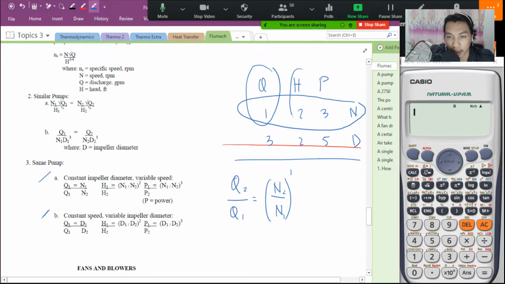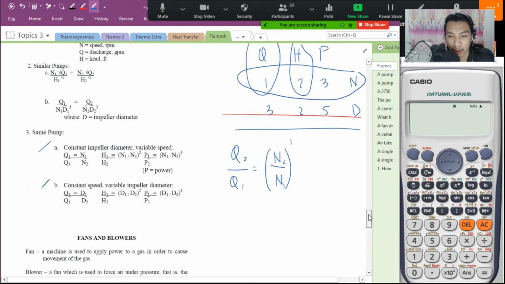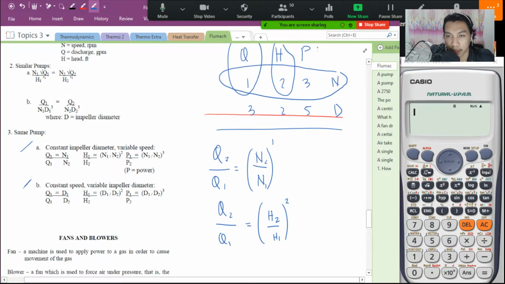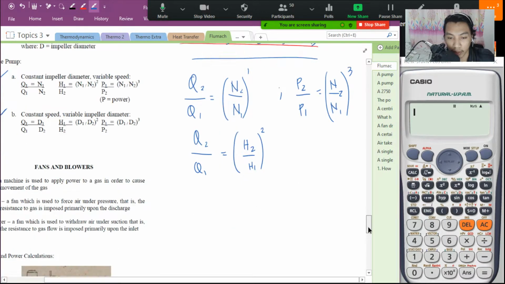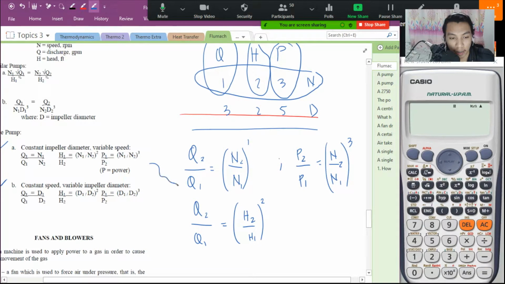Paano naman yun sa head? O, dalawa yung power, that is equal to Q2 over Q1 equal to H2 over H1 squared. How about, sir? How about naman yung power? O, yun. That is P2 over P1 equal to N2 over N1. Ang power niyan, sir, is 3. O, yun yung sinasabi dito sa constant diameter. Okay? Variable ang speed. How about, sir?